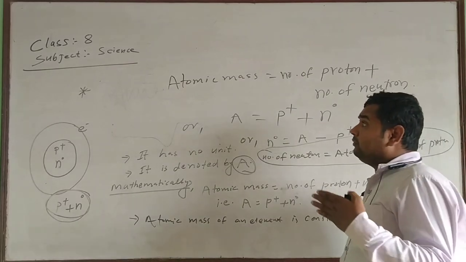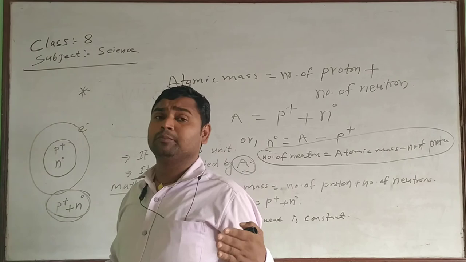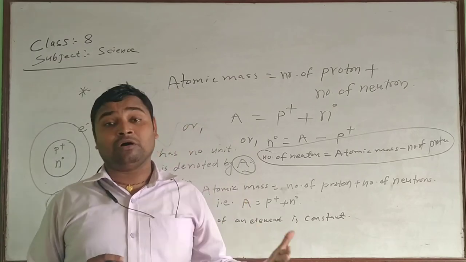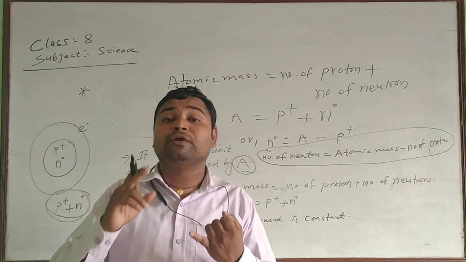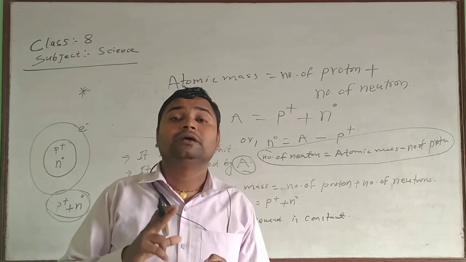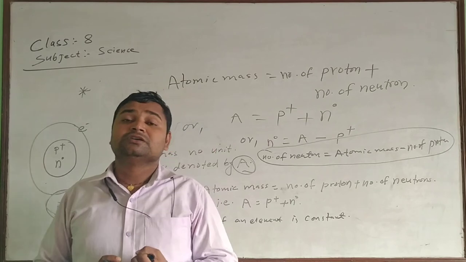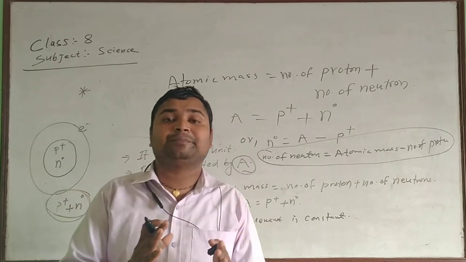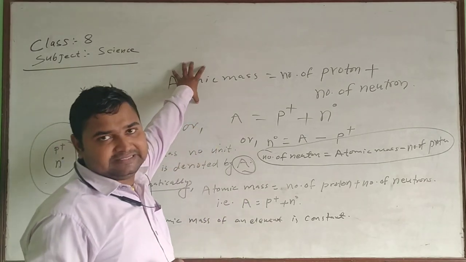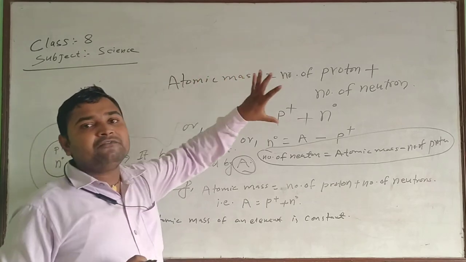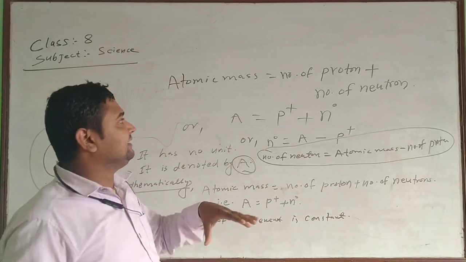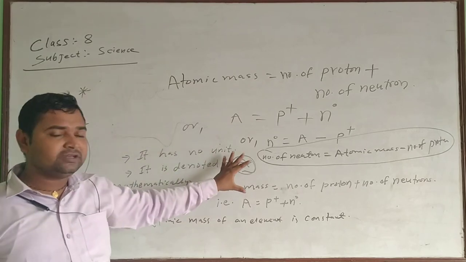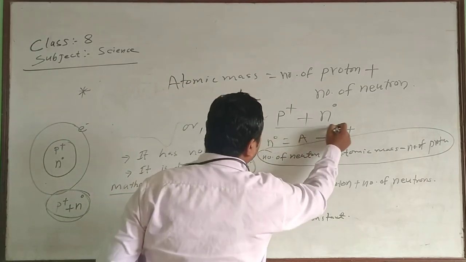Now let's once again review it. What is atomic mass? It is the number of protons and neutrons present, or the sum of the number of protons and the number of neutrons. The sum of protons and neutrons is called atomic mass. It has no unit.